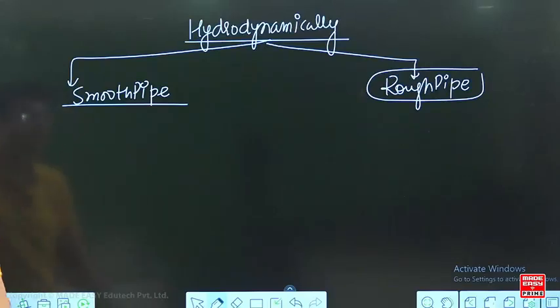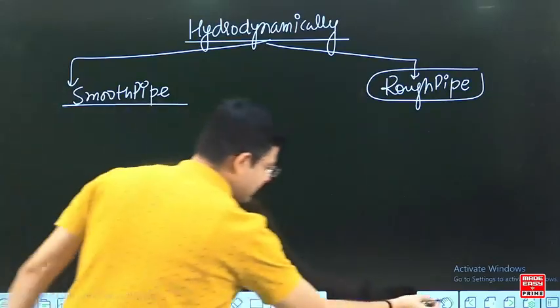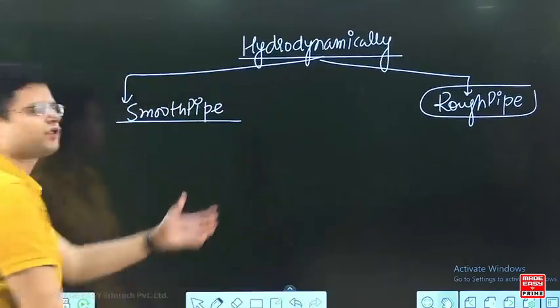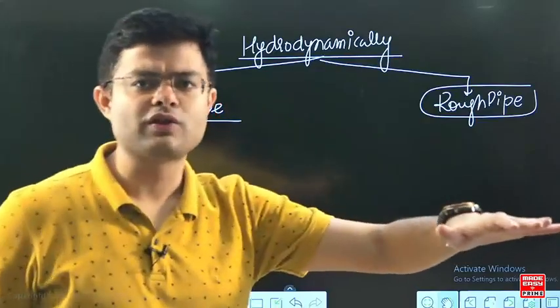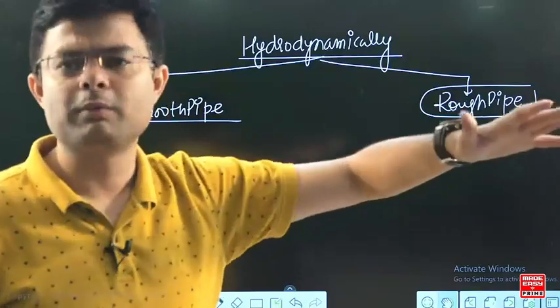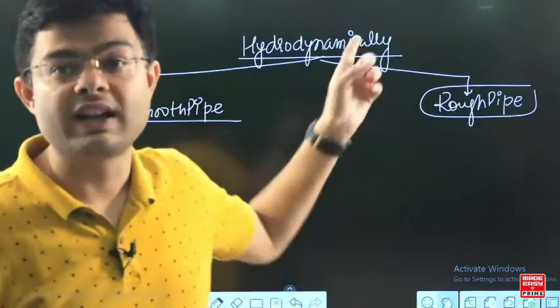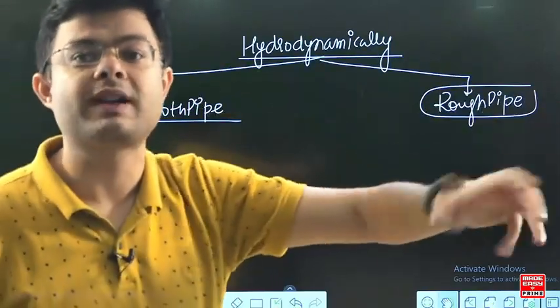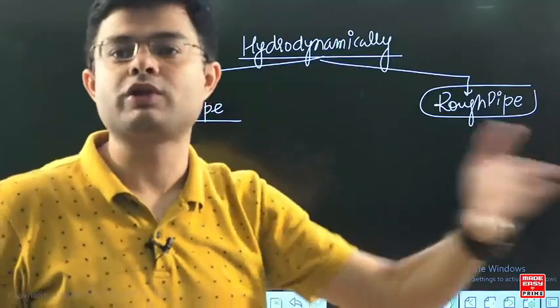Look here on the board. Please concentrate on the board. This is the last topic; turbulent flow is over after this, with one or two more equations I will tell you. So this is the last most important topic of this chapter, from where the maximum number of questions are asked.